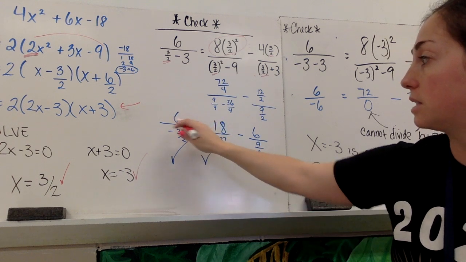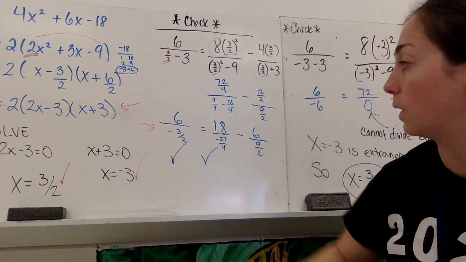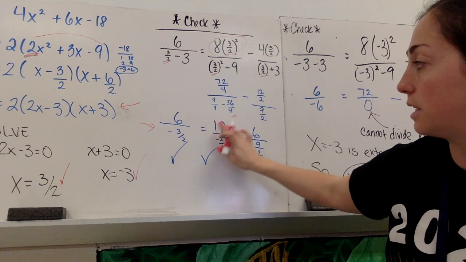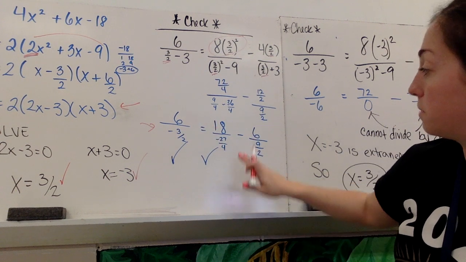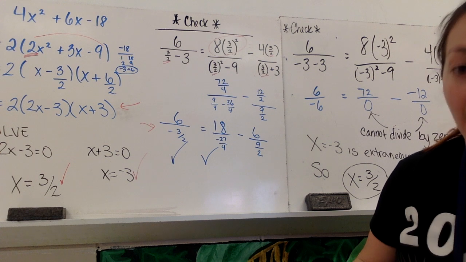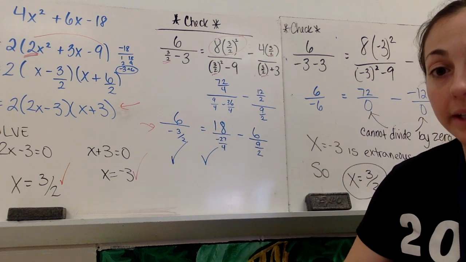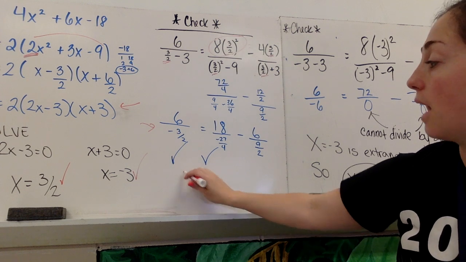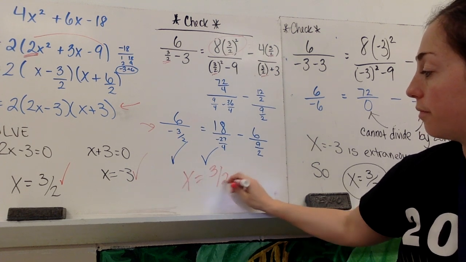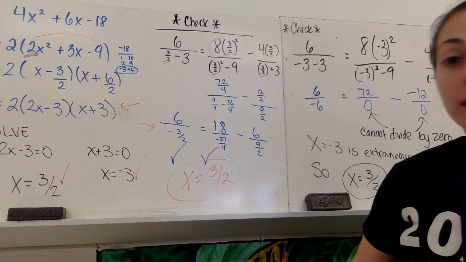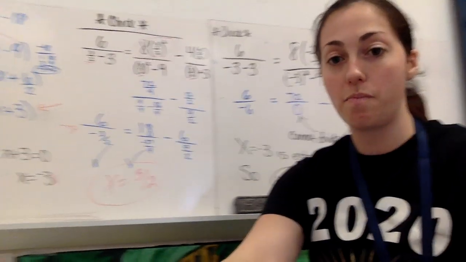You end up getting, this is the farthest I went before I checked with the calculator, 6 over negative 3 halves equals 18 over negative 27 fourths minus 6 over 9 halves. And then when you do the math of this part, using parentheses to be really clear, it does work. So 3 halves is totally a solution. Not that one. So let's see why negative 3 is not.